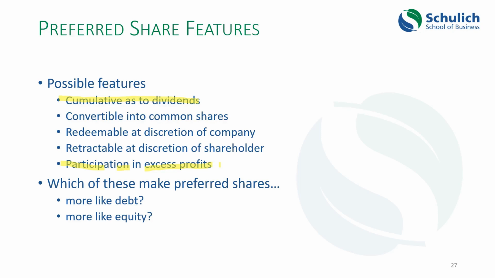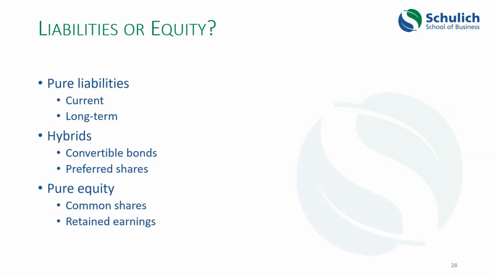This is one of the key questions about these hybrid securities, bonds, and preferred shares. Are they liabilities or are they equity? So if you look at this situation, there's certain things that are very clearly liabilities, right? So all the current liabilities and long-term liabilities like mortgages, they're very clearly liabilities. And there's some things that are purely equity, like common shares and retained earnings. There's no question those are equity. It's these things that are in the middle in this gray area.